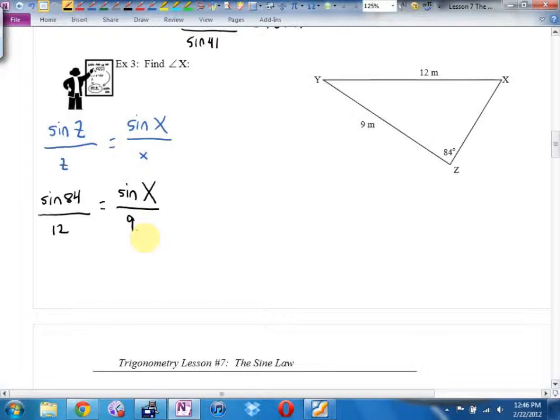We can't quite get the x by itself because where is the x sitting? Inside sine. What we're going to do is get the sine x by itself. So I have a 9 here. Natasha, what's this 9 doing? Well, it's on the bottom of a fraction. I think that means it's dividing. Yes? So how will I move it over? What's the opposite of dividing? I'm going to get this. Sine x equals 9 times the sine of 84 divided by 12.